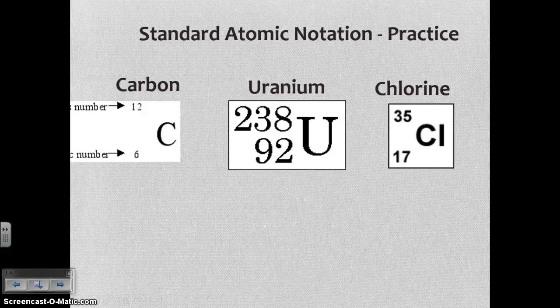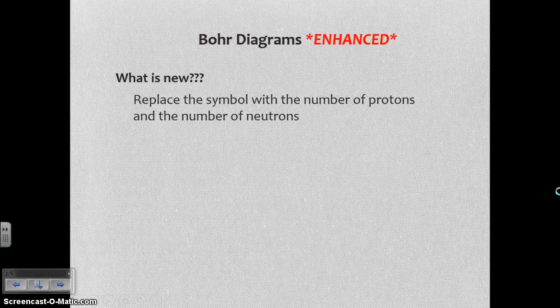The other thing we're going to do today, well, it's not really new, is we're going to look at Bohr diagrams, but now they're enhanced. And you might be asking yourself, Mr. Reitzel, how are these enhanced? Well, what we're going to do is get rid of the symbol in the middle, and replace it with the number of protons that that atom has, as well as the number of neutrons.